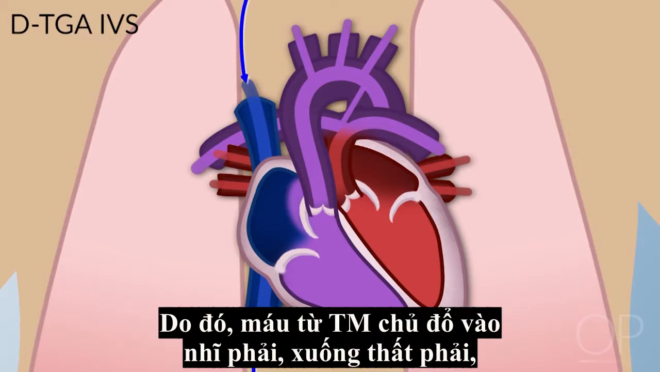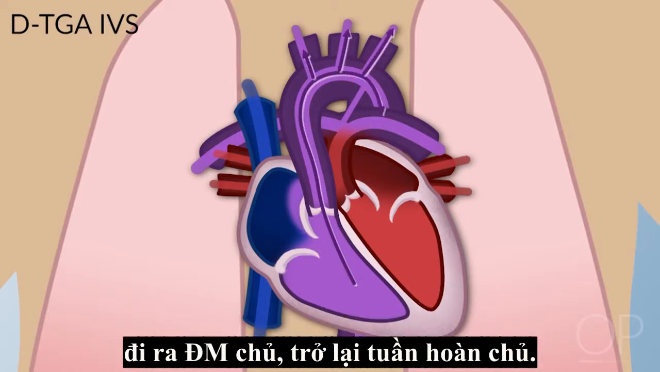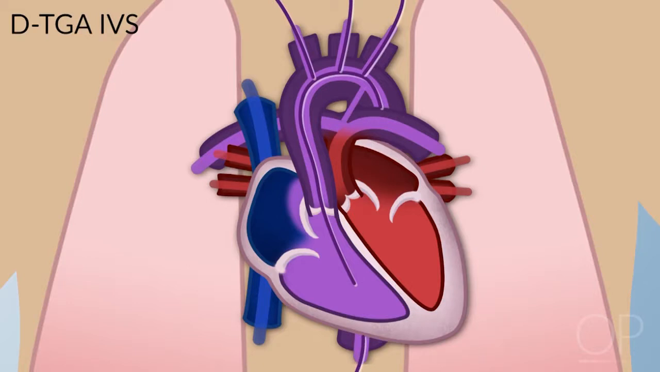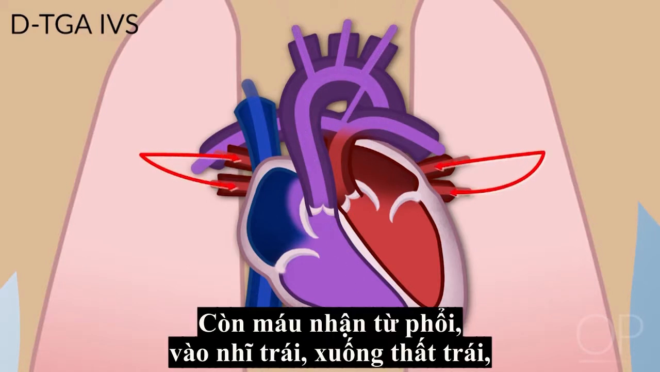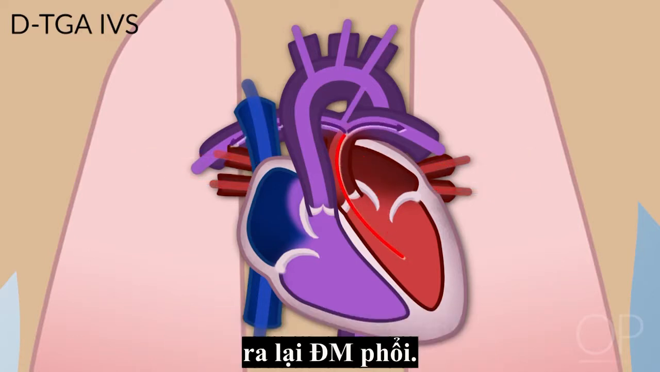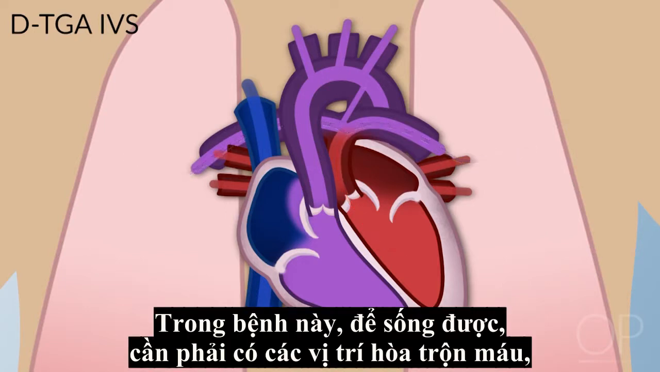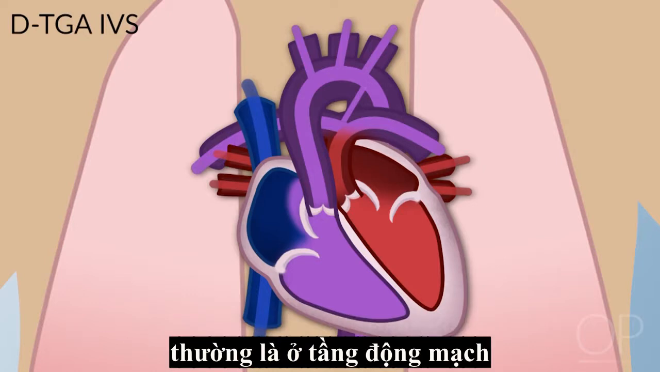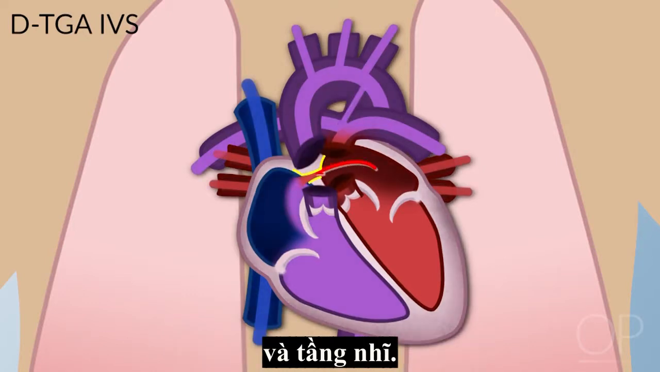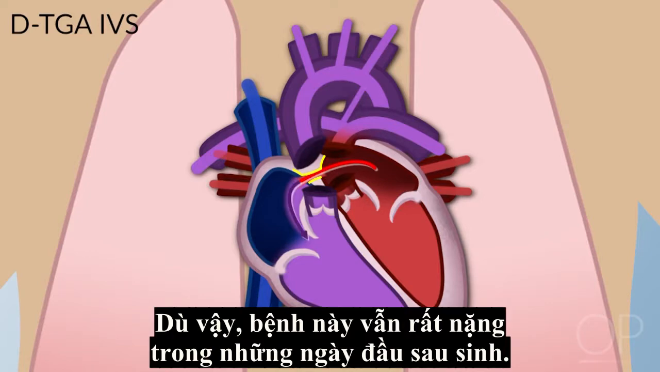So blood from the body goes right atrium, right ventricle, out the aorta, back to the body. Blood from the lungs, left atrium, left ventricle, out to the pulmonary artery. And these kids, to survive, need some kind of mixing, usually at the ductal level and the atrial level, but these kids come in very sick in the first few days of life.